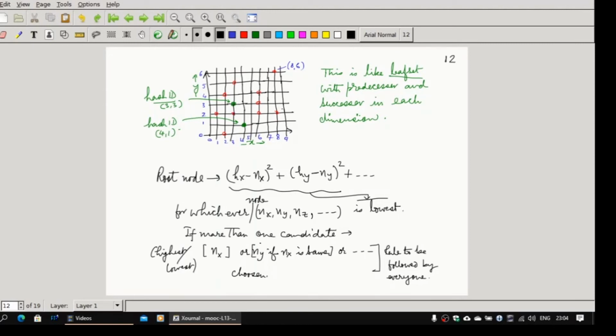If there is more than one candidate, then you will choose the higher of the values of nx. If nx values are the same, the higher of the value of ny, and so on. So this precedence rule also needs to be specified and consistently followed for uniqueness of the root node.